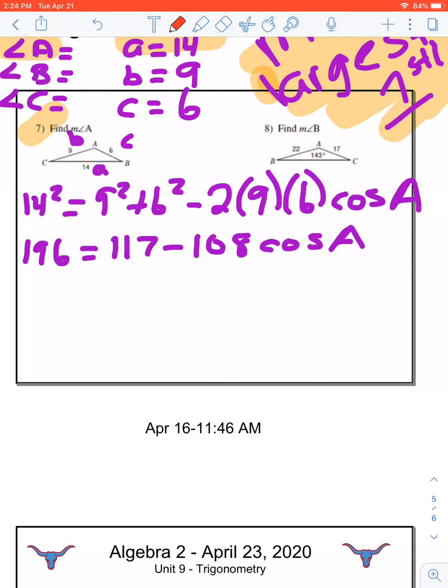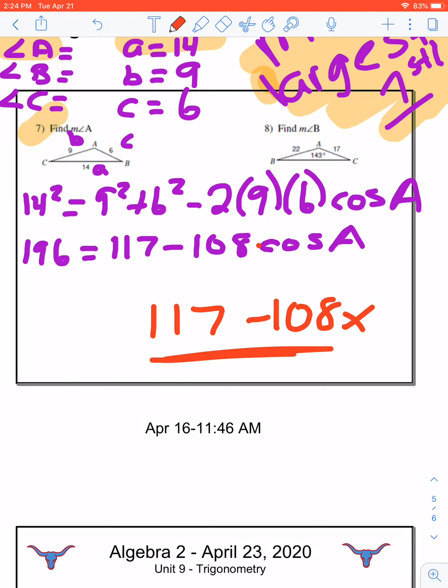This is where it's going to get tricky. People are going to want to do that first. They're going to want to subtract 108 from 117. No, because that 108 is multiplied by that cosine. It would be like a negative 108 times x. We would not subtract, if we had this problem here, we would not subtract these two first.